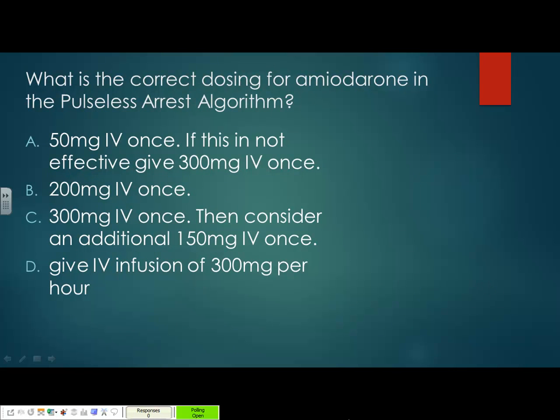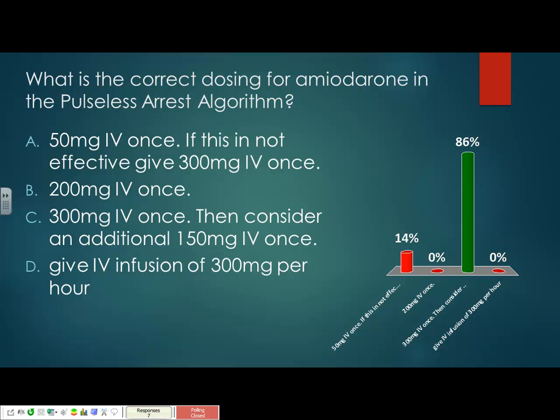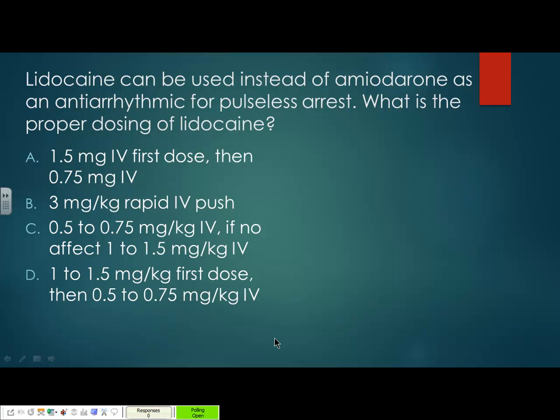What is the correct dosing for amiodarone in the pulseless arrest algorithm? 50 milligrams IV once. If this is not effective, give 300. 200 once. 300 once, then consider an additional 150, or give an IV infusion of 300 per hour. 300 is your first dose of amiodarone in the pulseless arrest algorithm. Alright. Amiodarone is a what? Antidysrhythmic.